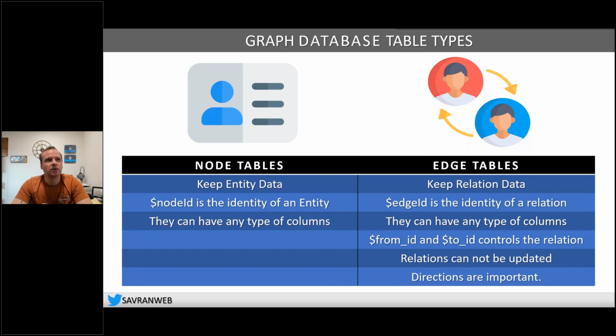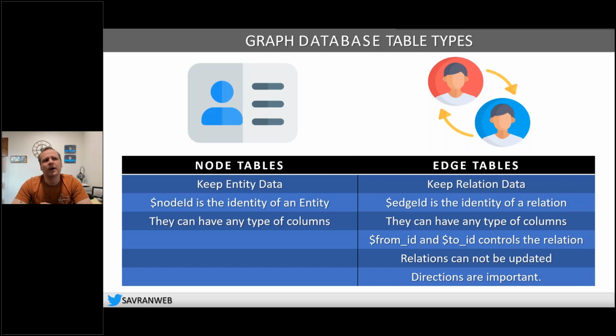Edge tables keep the relations between the entities. Relationships are first-class citizens in graph database tables. Just like node tables have the node ID, edge tables have a column named edge ID, and that's the identity of each relation. Just like the node ID, you absolutely have no business with it, just leave it alone. It's auto-populated, and as I said before, it's used by the system, so it's important to have an index on it.